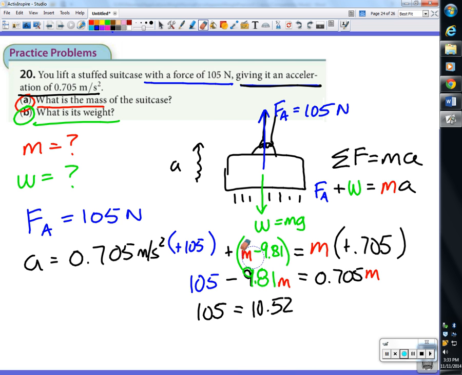Sorry, wrong number, or wrong letter. Okay? And then, to get m by itself, right, we would divide both sides by 10.52. And we end up with the mass of our suitcase being 9.98 kilograms.